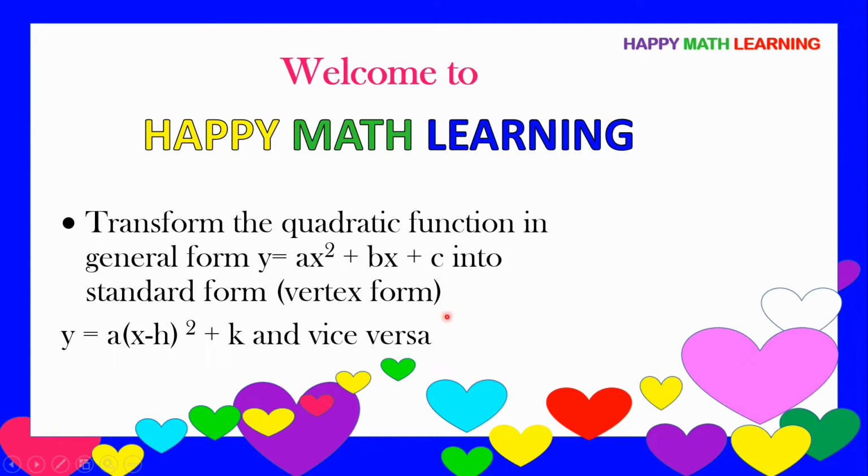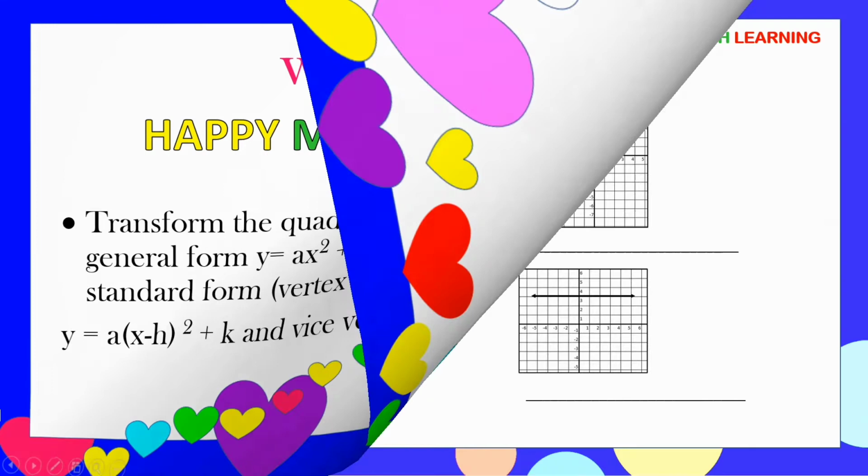In this video, I will share how to transform the quadratic function in general form y equals ax squared plus bx plus c into standard form or vertex form y equals a times the quantity of x minus h squared plus k and vice versa.